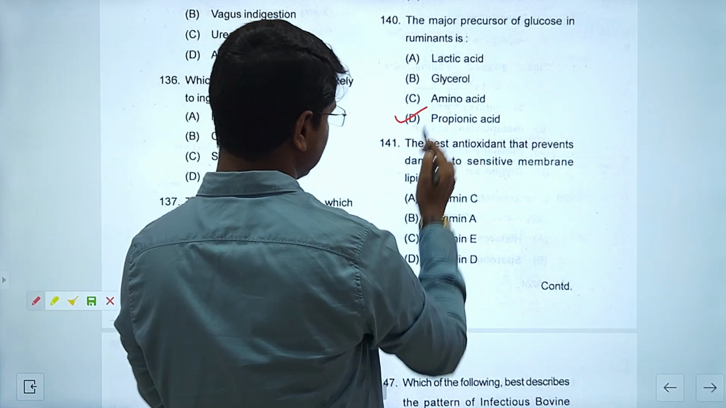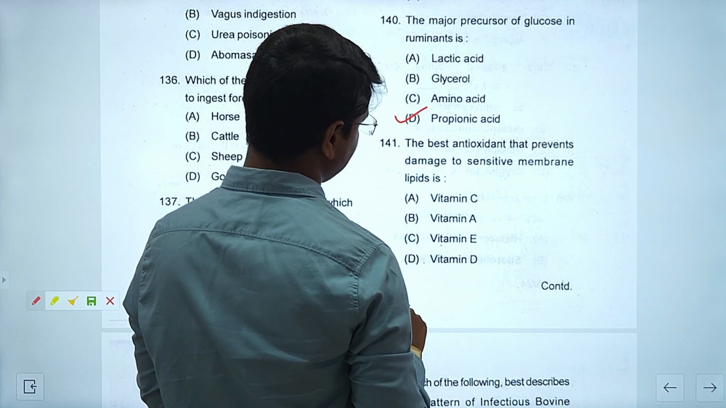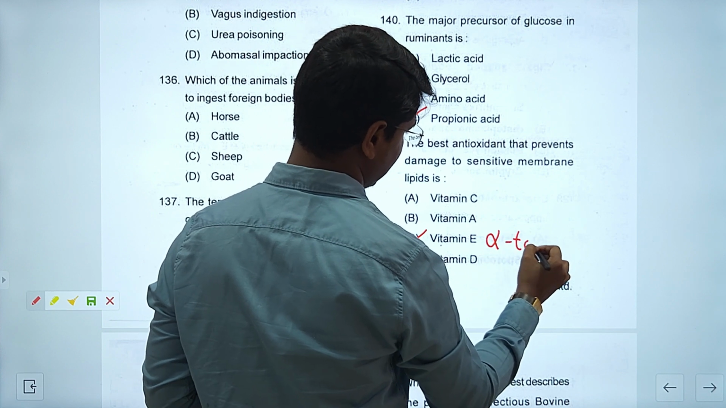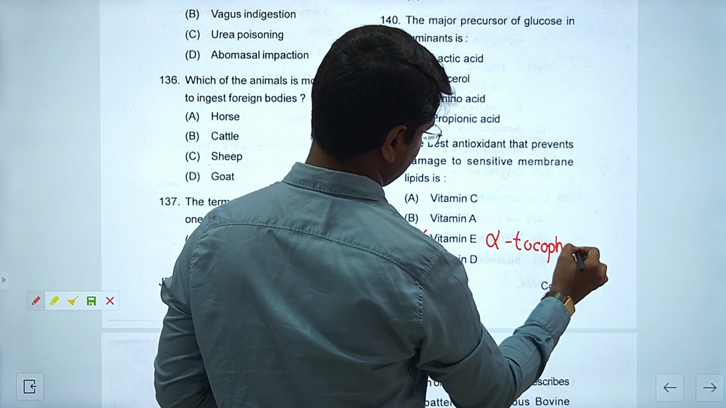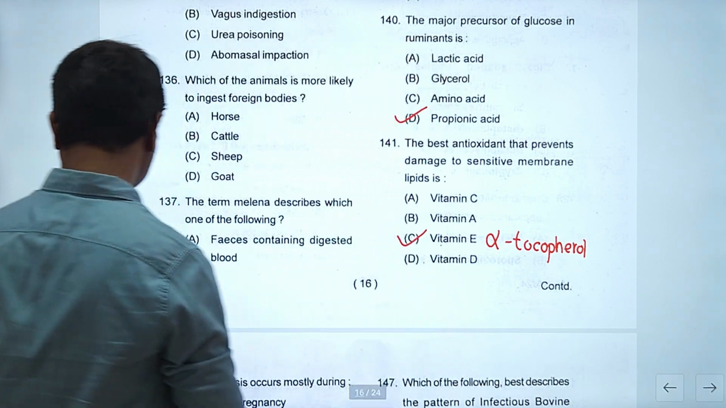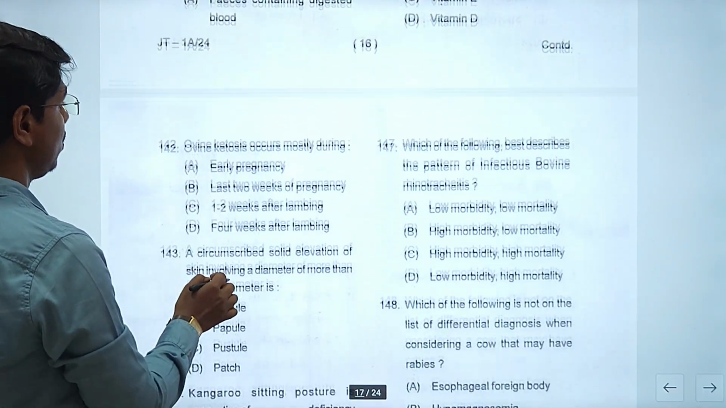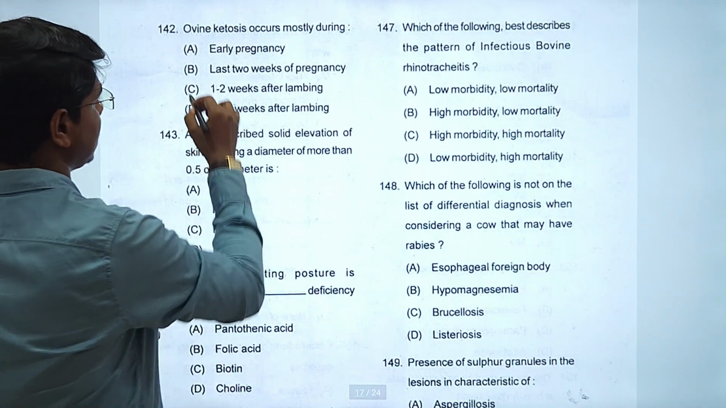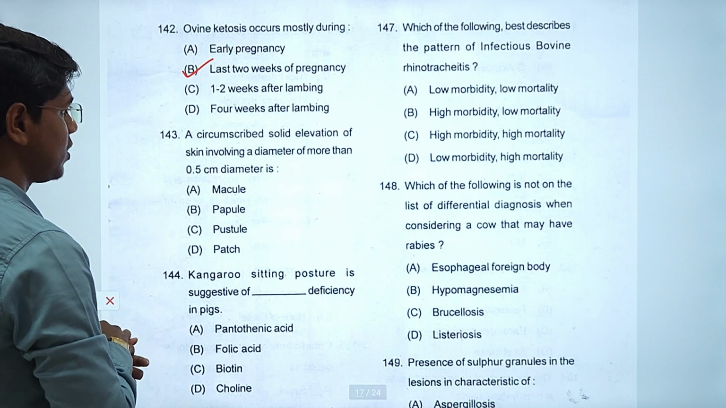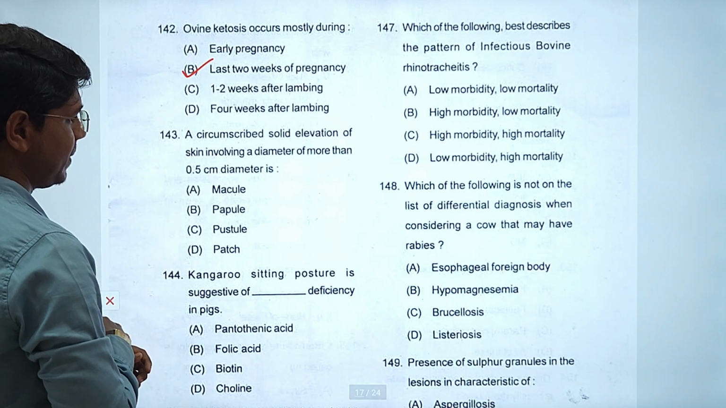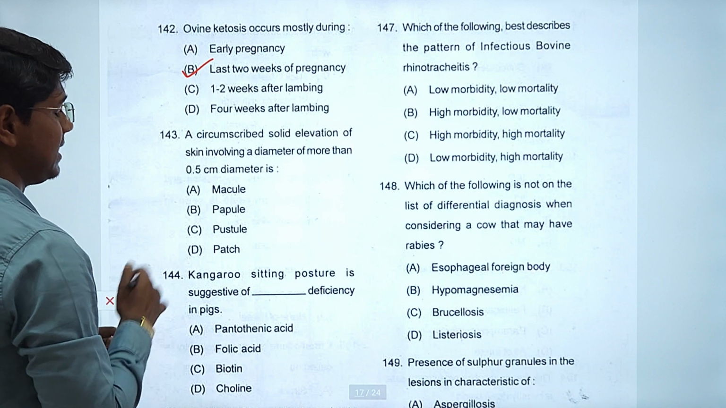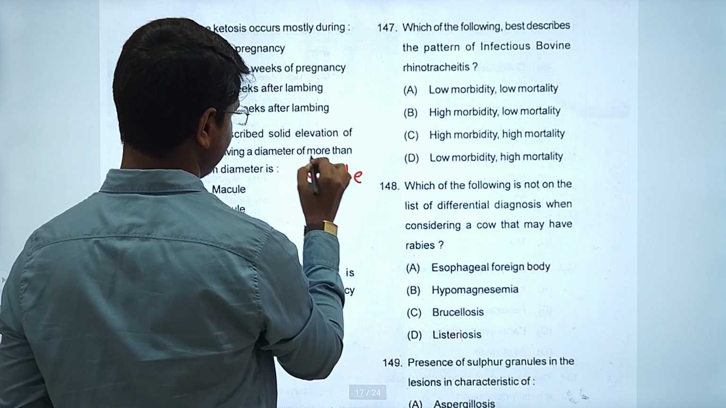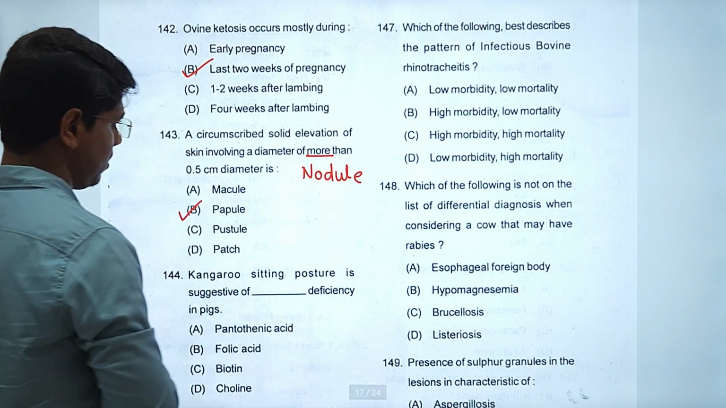These are very direct questions. The best antioxidant that prevents damage to sensitive membrane lipids is vitamin E, which is known as alpha tocopherol. Okay, alpha tocopherol. Next question. Ovine ketosis occurs mostly during the last 2 weeks of pregnancy. A circumscribed solid elevation of skin involving a diameter of more than 0.5 cm is actually, the answer is nodule. It is nodule, but there isn't any option. If it is less than 0.5 cm, then the answer is papule.